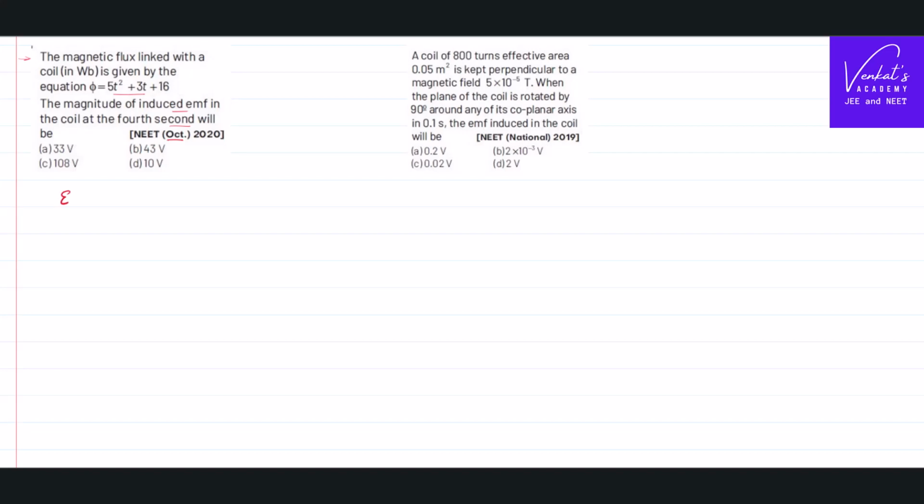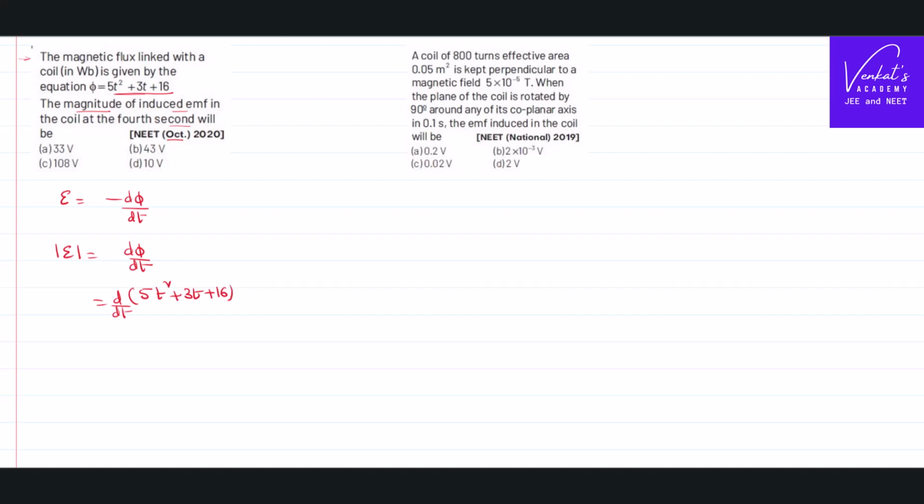We know the formula for the induced EMF is minus d phi by dt, which says that they are in opposite direction. But in the problem he is asking only about the magnitude of induced EMF. So magnitude of induced EMF equals d phi by dt. The flux is given for you in the problem: 5t square plus 3t plus 16.